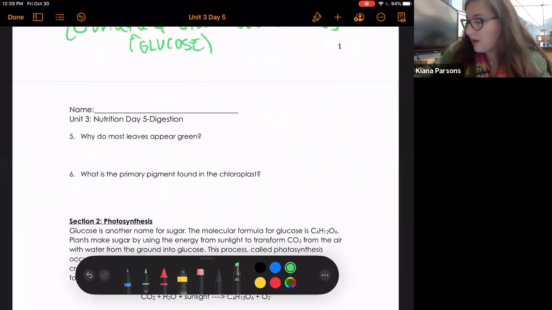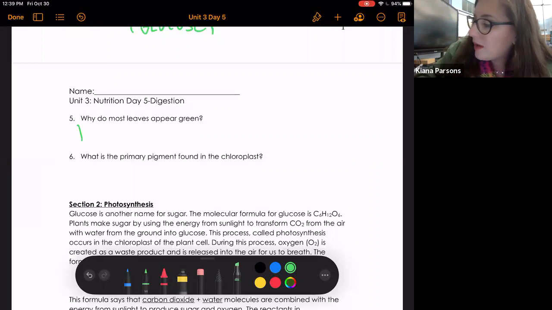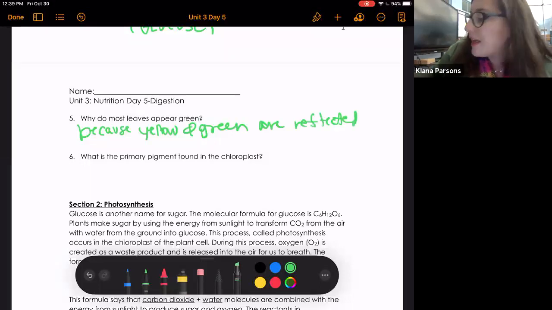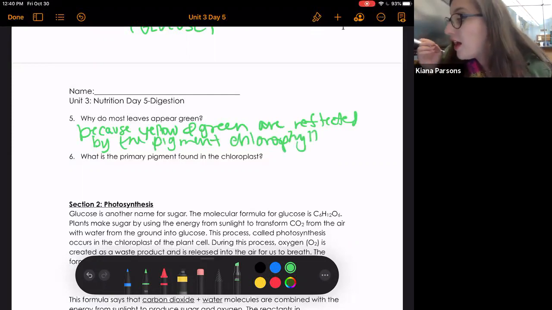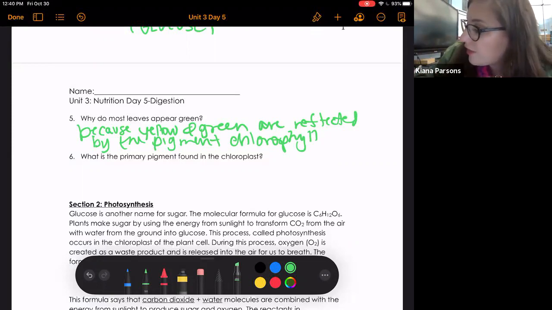All right. Why do most leaves appear green? Because yellow and green are reflected by chlorophyll. So chlorophyll is a pigment, which is a protein, similar to, is it erythromycin? No, cyanomycin, in the red cabbage indicator in the pH lab. I think erythromycin is an antibiotic, but forgive me. Why do most leaves appear green? Because yellow and green are reflected by the pigment chlorophyll. So our eyes only see the colors yellow and green because everything else is absorbed. And that's chlorophyll, and it is a green pigment.